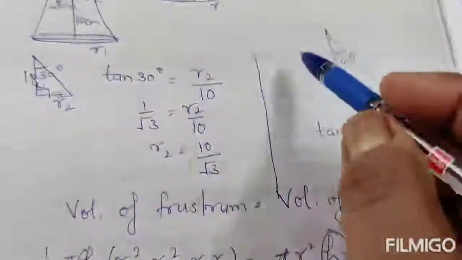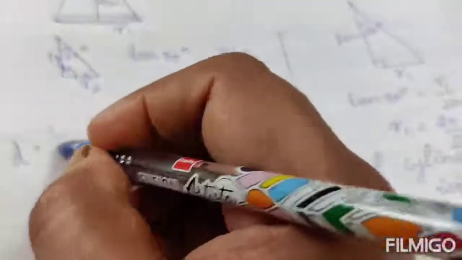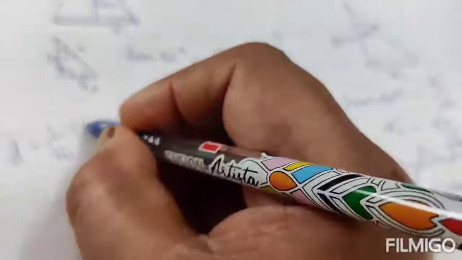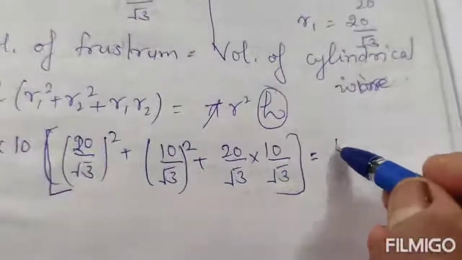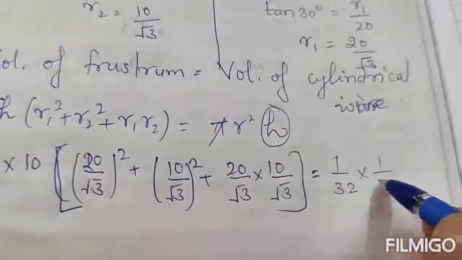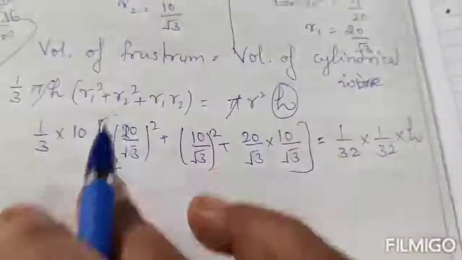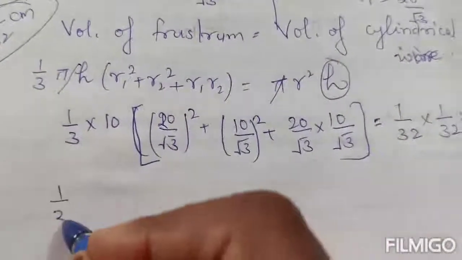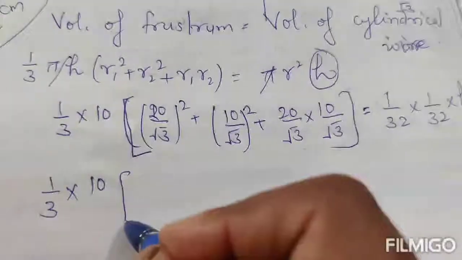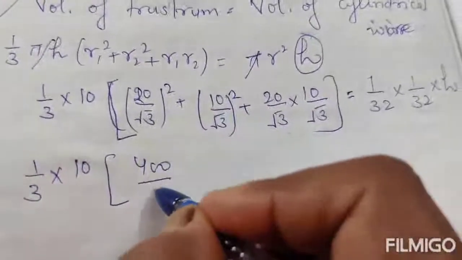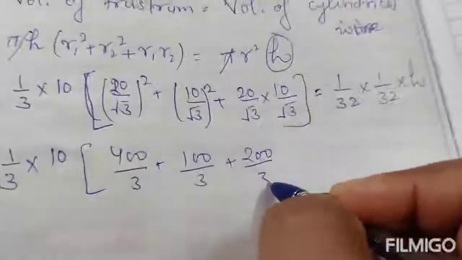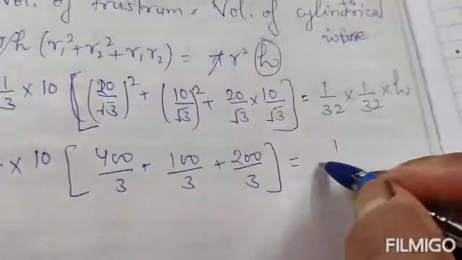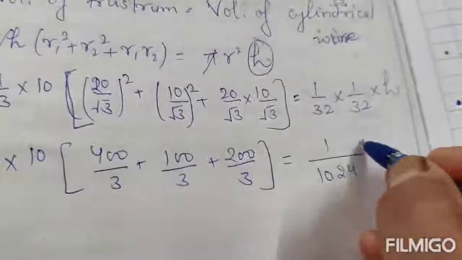Here is r. The diameter of wire is 1/16 centimeter. It means radius equals 1/32 centimeter. This is the radius of wire. Now put 1/32 into 1/32 into h. Now solving this, 1/3 into 10 into (400/3 + 100/3 + 200/3) equals 1/1024 into h.